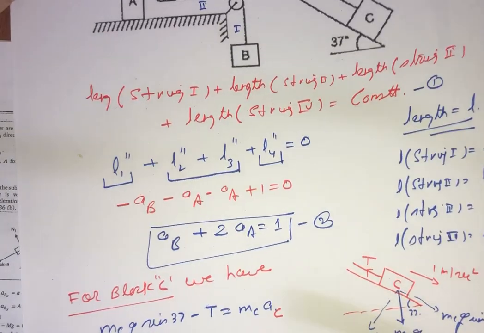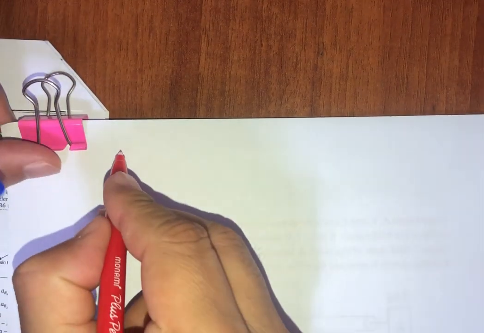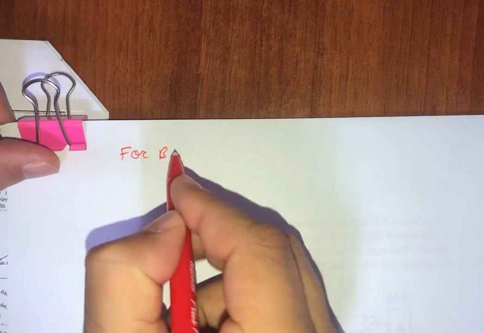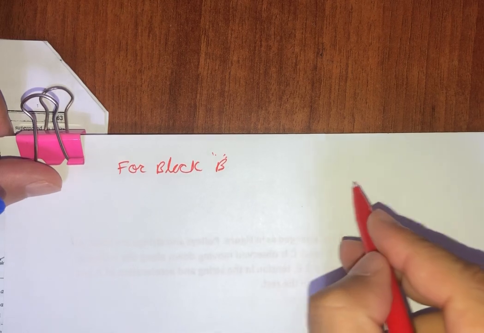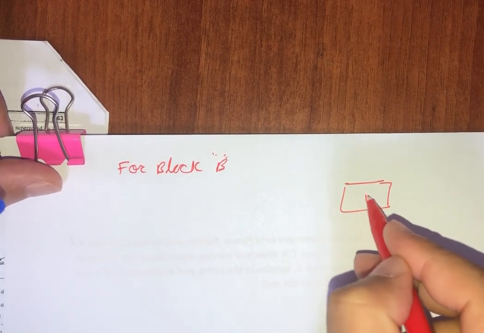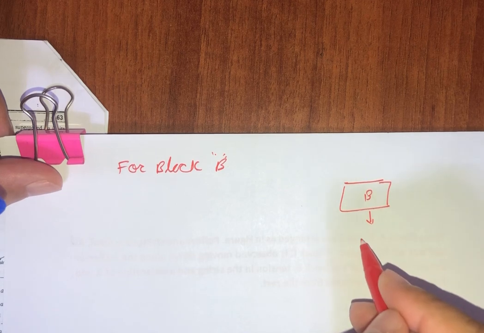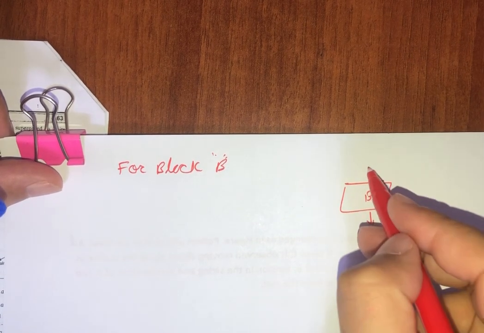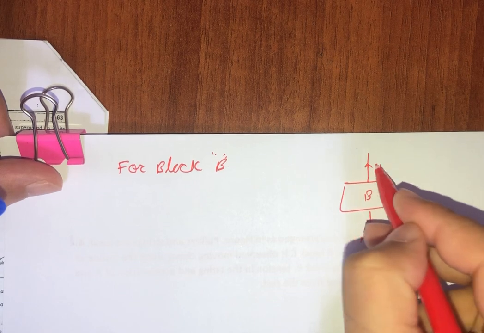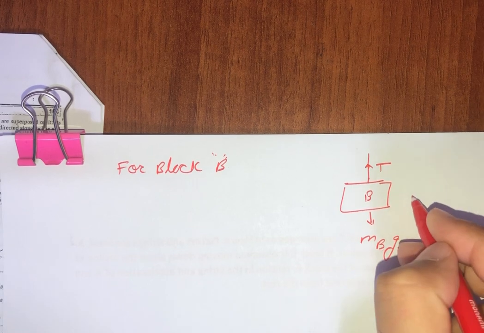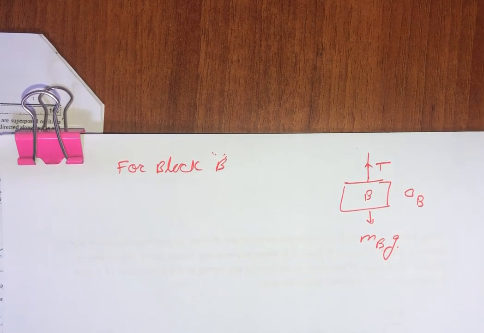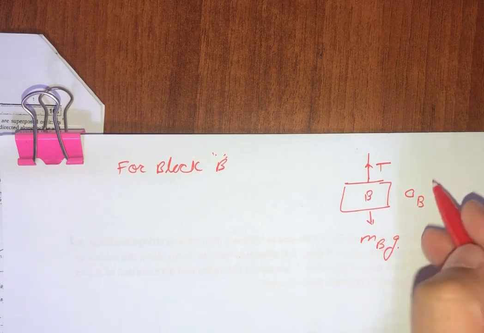Now we concentrate on block B. Okay, for block B, this is block B. It is going to have mBg in a downward direction, and there will be tension T in the upward direction, and we say it is moving with the acceleration of aB in the upward direction.